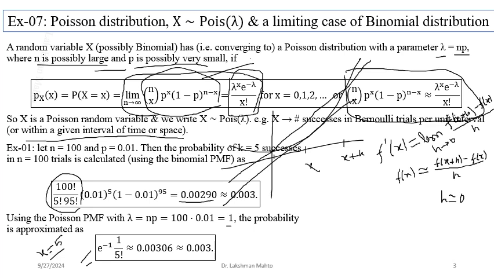What do you observe? Which method will you go for? The second. When the probability of success is very small, and hence n would by default be large, in that case you have to compute the probability of success using the Poisson distribution.